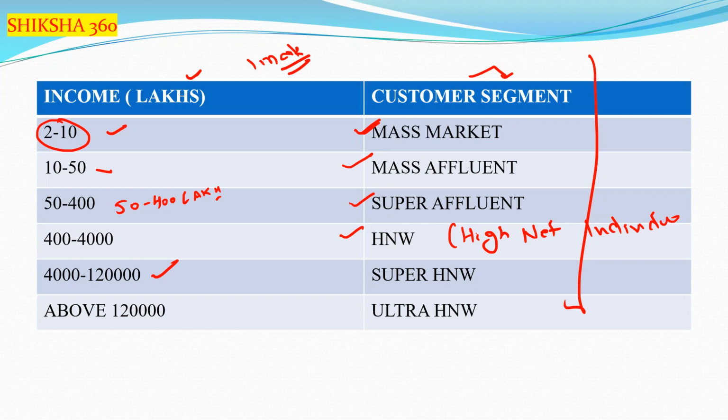So in this way we have to do the customer segmentation. 2 to 10 we have mass market, 10 to 50 lakh mass affluent, 50 to 400 lakh super affluent, 400 to 4000 high net worth individual, 4,000 to 1,20,000 super high net worth individual, and above 1,20,000 ultra high net worth individual.